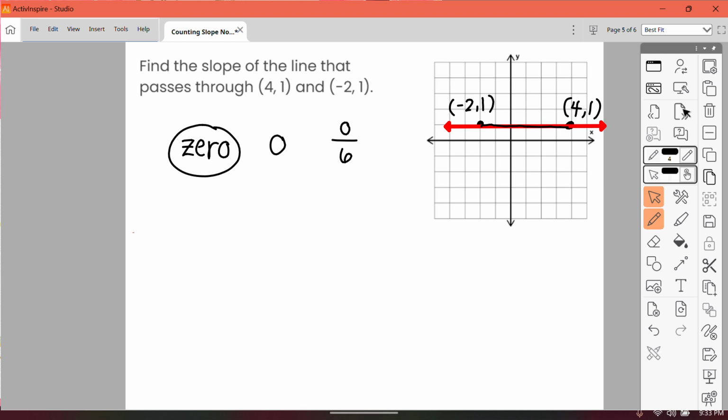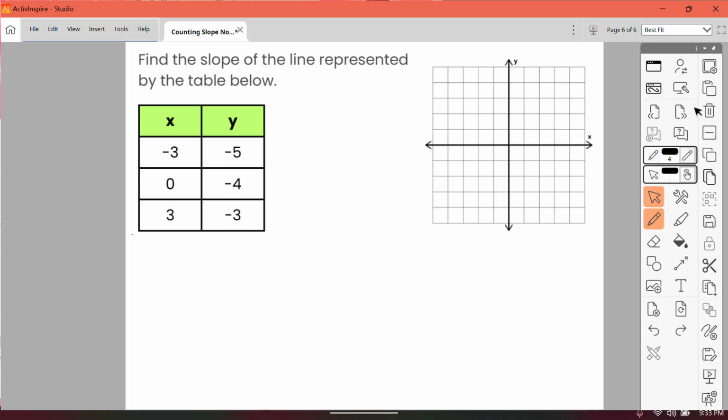Let's try one more, and I bet it's going to be a positive slope. What do you guys think? This one says, find the slope of the line represented by the table below. Now to count slope, you actually only need 2 points, but I'm going to go ahead and graph all 3 anyways. So let me graph real quick. (-3, -5), (0, -4), and (3, -3). There's my 3 points.